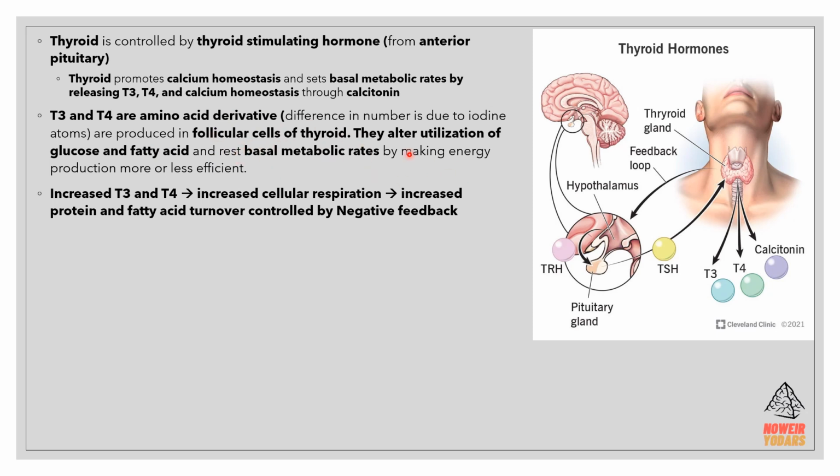They alter the utilization of glucose and fatty acids and reset the basal metabolic rate by making energy production more or less efficient. So when T3 and T4 increase, it increases cellular respiration, which then increases protein and fatty acid turnover, controlled by negative feedback. T3 and T4 are responsible for the utilization of glucose and fatty acids and for resetting basal metabolic rates. Alright, that's it for the endocrine system for the MCAT.